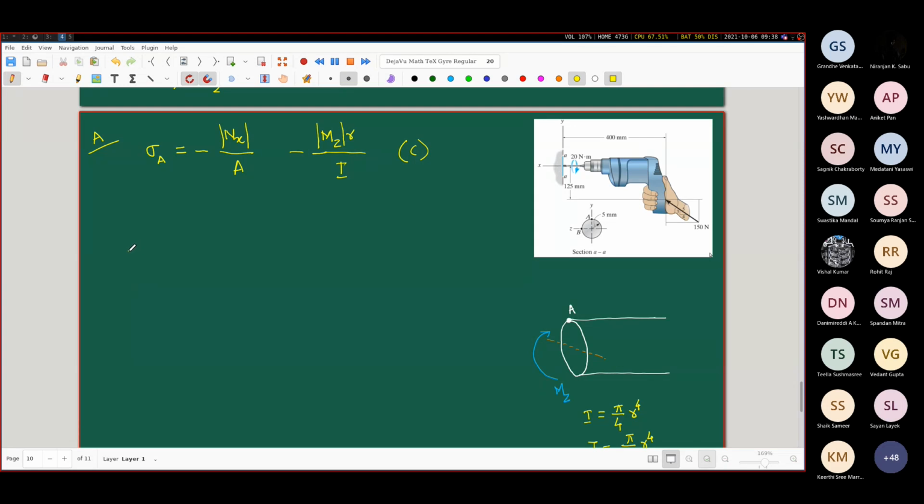Next for the shear stress. First of all, you tell me about tau xy. So we want to find out the tau xy at A. Remember, our x-axis is like this, our y-axis is like this.